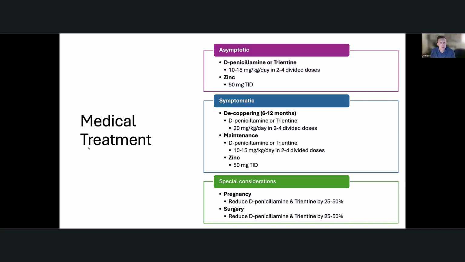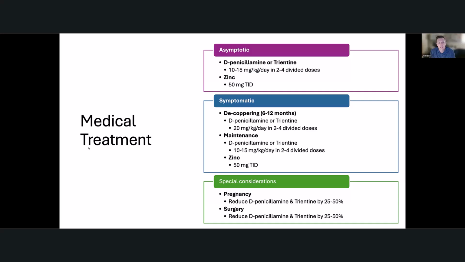In symptomatic patients, which is more common, you do need to decopper, which can take 6 to 12 months. You can use D-penicillamine or trientine, and usually start at 20 mg per kg per day in divided doses. Usually start low and titrate slowly. Basically you don't want to push this too hard, specifically with the D-penicillamine, if there's a worry about neurologic decompensation. Maintenance-wise, you can then decrease to a lower dose or transition to zinc at that point.